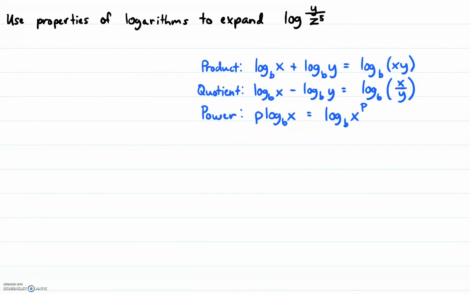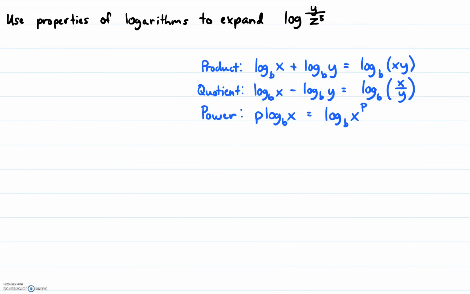In this video, we're going to use properties of logarithms to expand log y over z to the 5 as much as possible. And you can see the properties that we're going to use on the right-hand side. We're going to use one of these for this problem, or actually two of them, but these are the things that you want to be looking for whenever you're trying to expand or condense logarithms. And those are the product, the quotient, and the power properties.